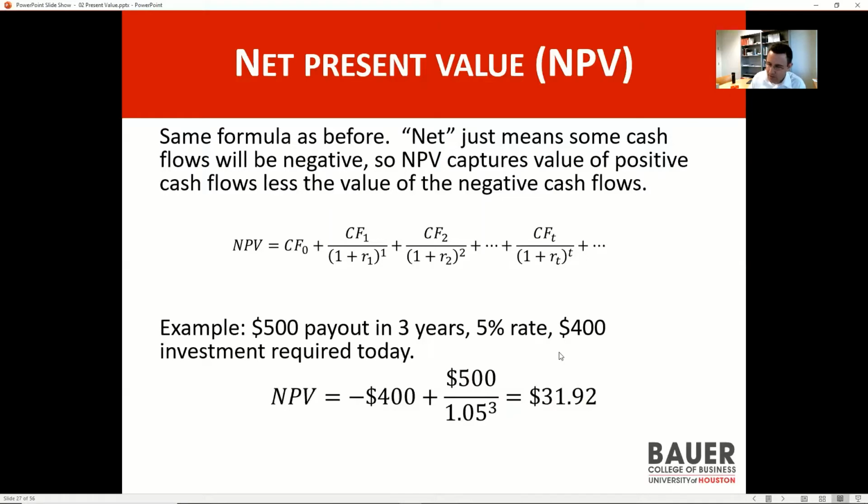Okay, so nothing new again. The problem students sometimes have in principles is it looks like you have a whole bunch of formulas. We're just doing one formula over and over again, but sometimes we call it different things.